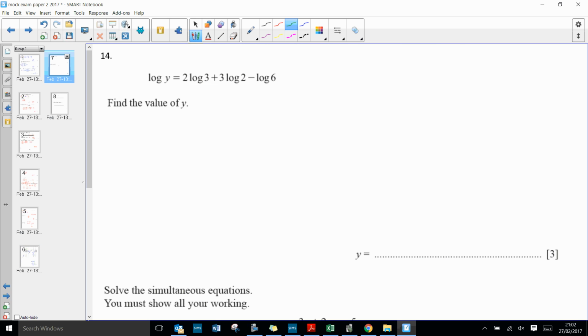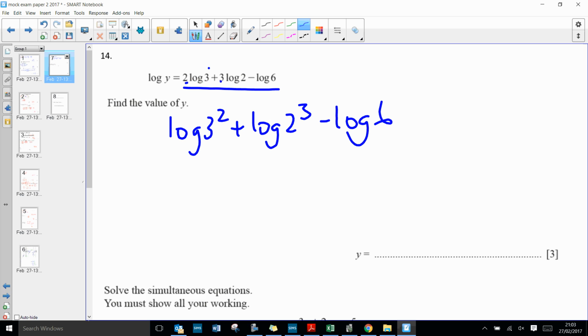Okay, next one, find the value of y. So we've got lots of log statements on the right. We need to join these all together. Some of them have numbers in front, so remember if you have a number in front it can come up as a power. So I'm just going to focus on the right hand side, so I'm going to change that to be log 3 squared plus log 2 cubed minus log 6. 3 squared is 9, so that's log 9, plus 2 cubed is 8, so it's log 8, minus log 6.